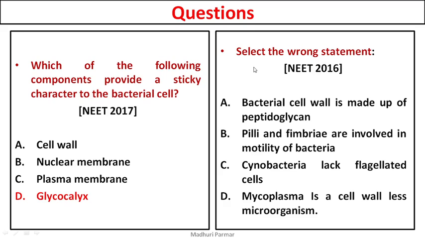Select the wrong statement. Bacterial cell wall is made up of peptidoglycan, that is true. Pili and fimbriae are involved in motility of bacteria. No, pili is actually used for conjugation or attachment to different surfaces, but it is not used for motion or locomotion. So the answer should be B. Cyanobacteria lack flagellated cells. True, cyanobacteria do not have flagella. And mycoplasma is a cell wall-less microorganism. That is also true. You had to pick out the wrong statement.